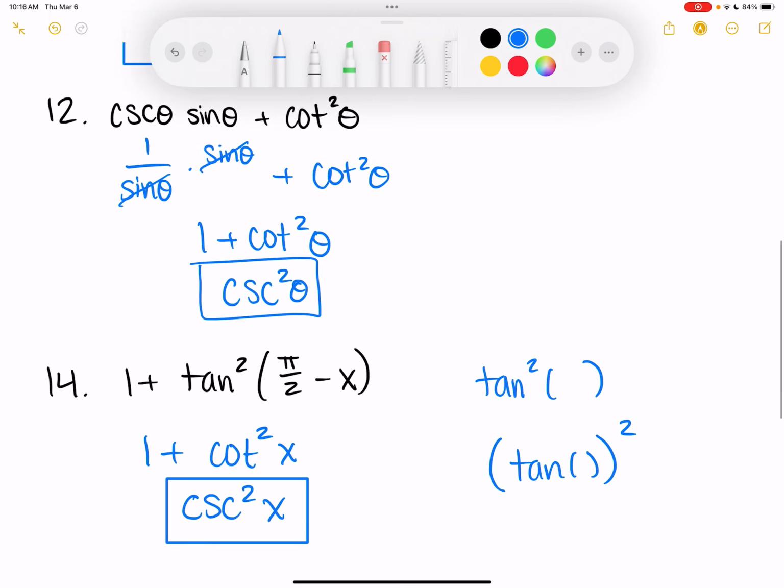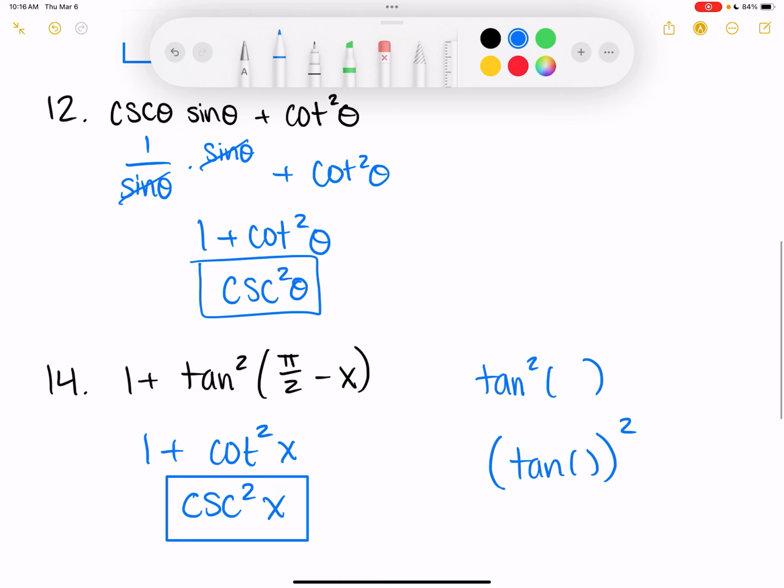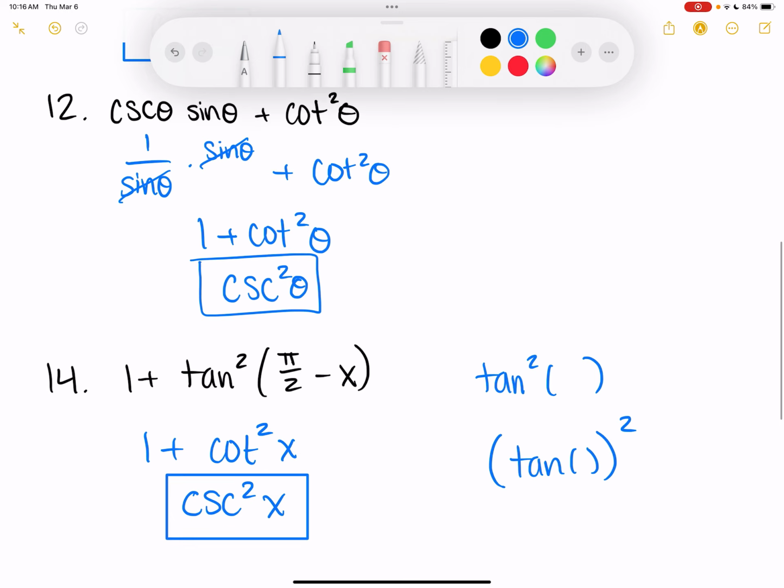What identity did we use to figure out that the tangent squared of pi over 2 minus x was? The tangent of pi over 2 minus x is the cotangent of x, and because it was squared, it is still squared. X and theta are just variables. Can I have a cheat sheet? Do you have your identity sheet out? Yeah, I'm trying to follow. Where's the one with pi over 2 minus theta? It probably says theta. Co-functions, in the notes. There you go.